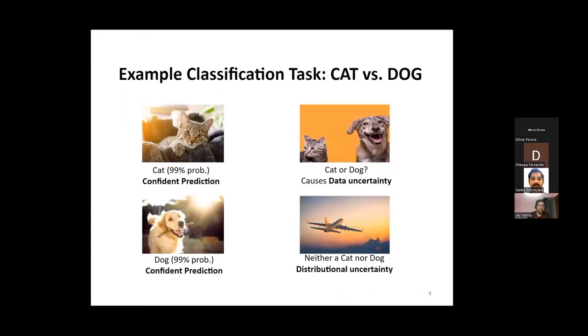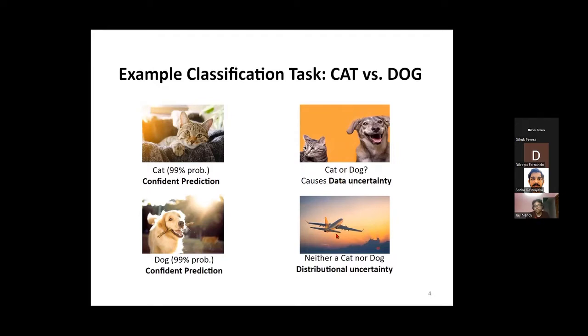To understand this more clearly, let's consider this cat versus dog classification model. If we train a neural network to distinguish cat and dog, it can produce very high confidence that this image belongs to a cat, and this image belongs to a dog. But this image contains both cat and dog. The model should produce some kind of uncertainty, like 50% cat, 50% dog, and this is the data uncertainty.